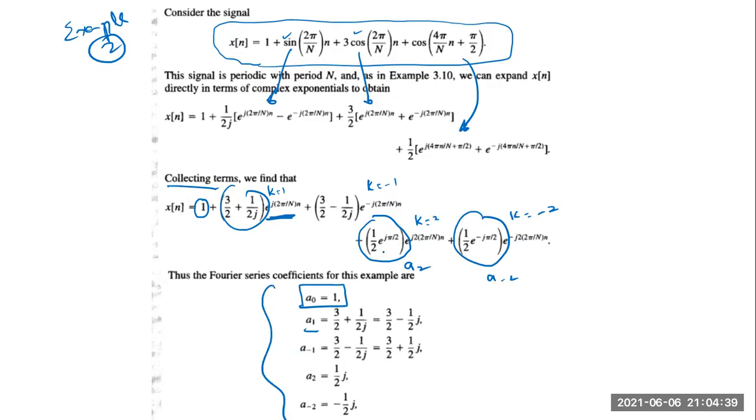Okay? Because e raised to power j pi by 2 is equal to j. So that is why it is j by 2. Okay? And e raised to power minus j pi by 2, if you solve it, is minus j. So that is why a minus 2 is equal to minus j by 2.